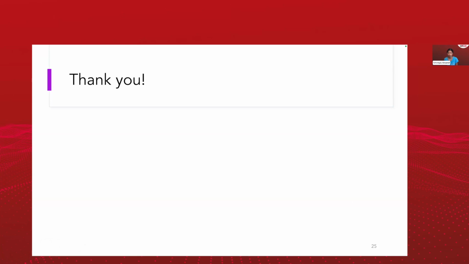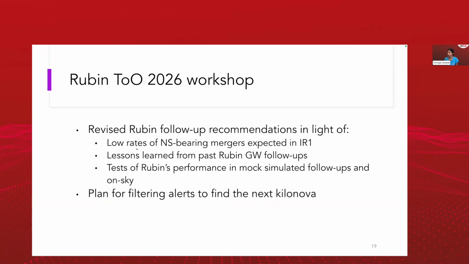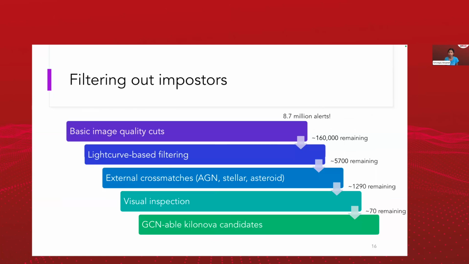So can you go back to the page where you discussed how many alerts you have and then how many of those are actually real? So the 8.7 million, is that per night or per entire running period so far? Per what time period is this?